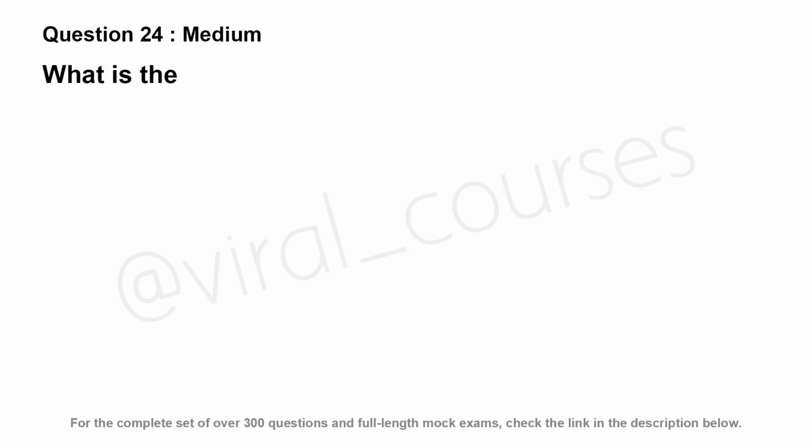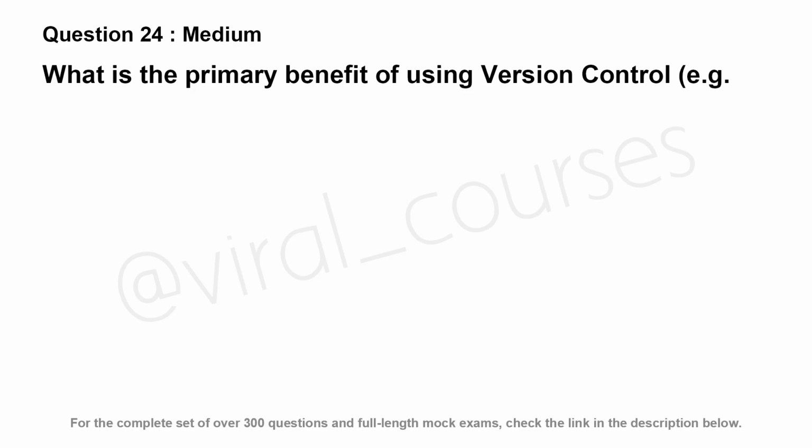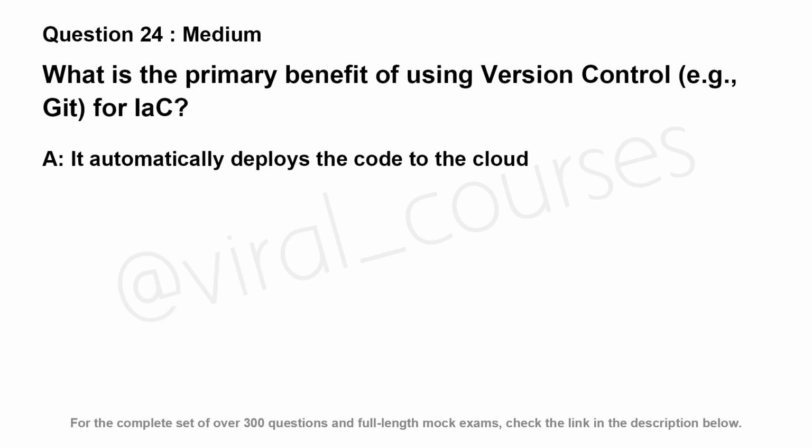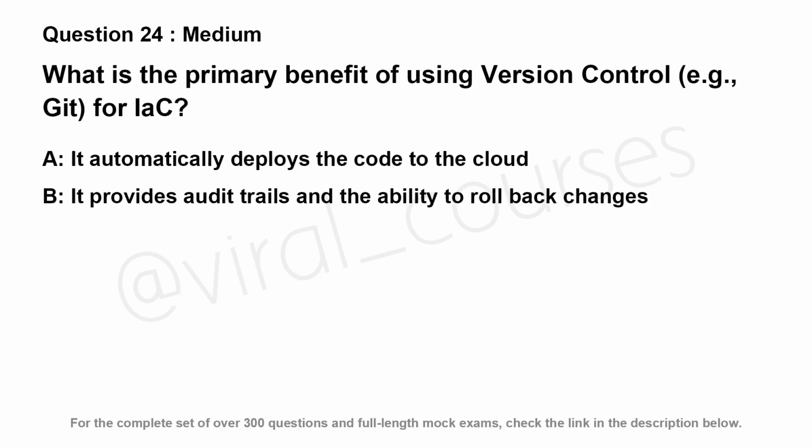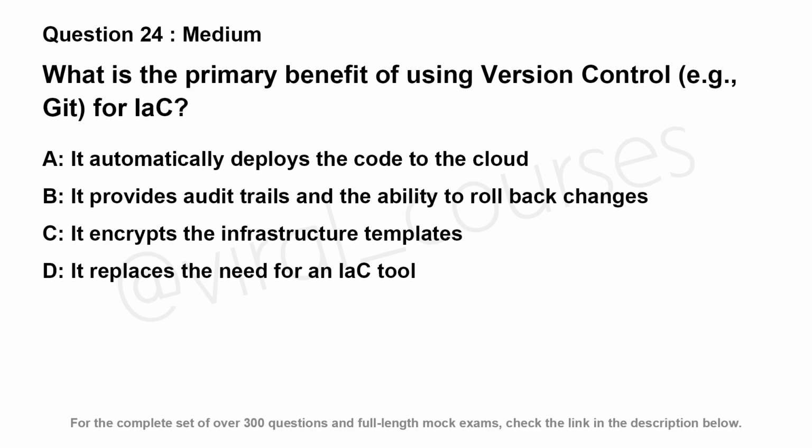What is the primary benefit of using version control, e.g., Git, for IaC? Option A. It automatically deploys the code to the cloud. Option B. It provides audit trails and the ability to roll back changes. Option C. It encrypts the infrastructure templates. Option D. It replaces the need for an IaC tool.